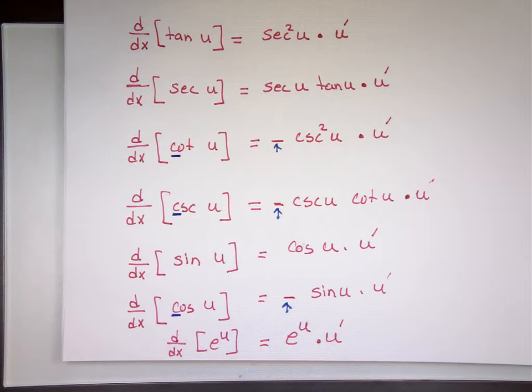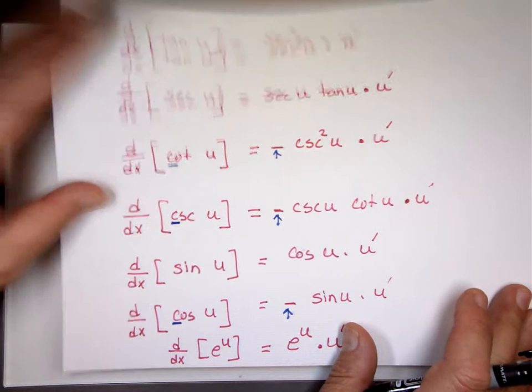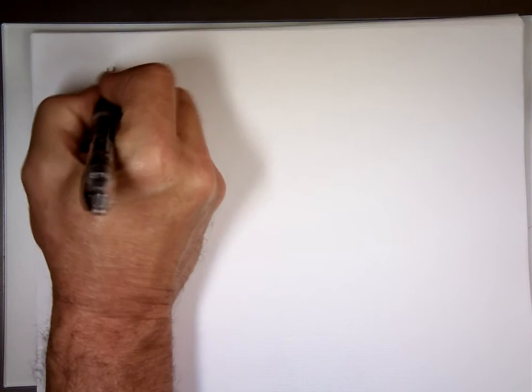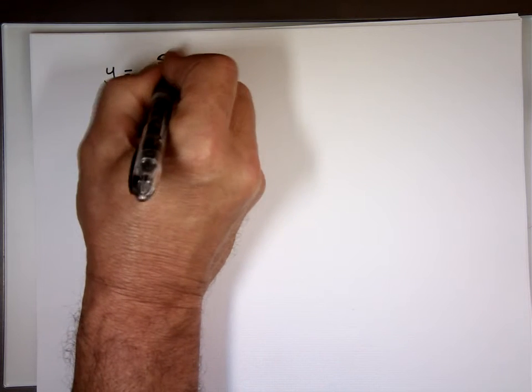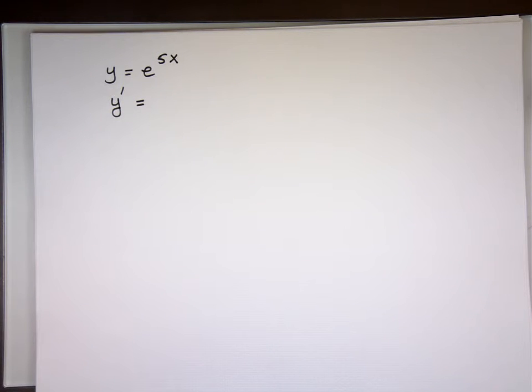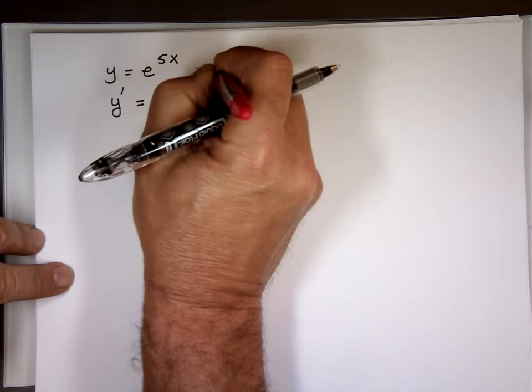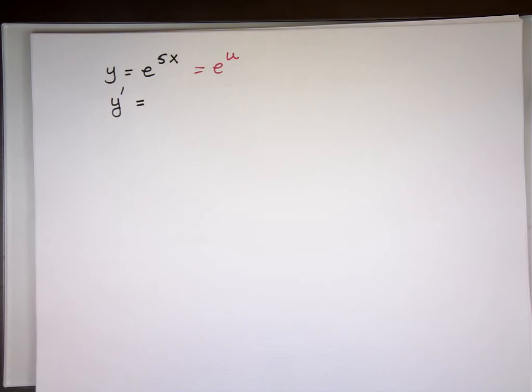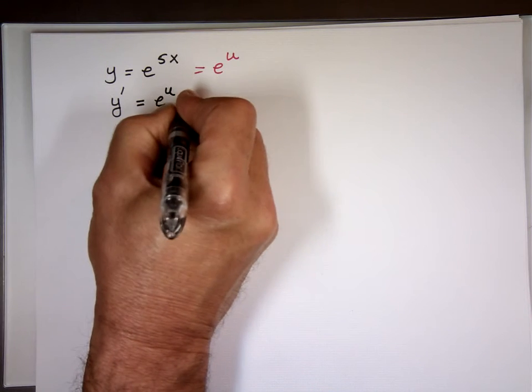So let's take a few examples on that and go through them. Y equals e to the 5x. Can you tell me what the derivative of that is? Now remember, this is really e to the u. So u here is what? 5x. So the derivative of that should be e to the u times u sub prime.